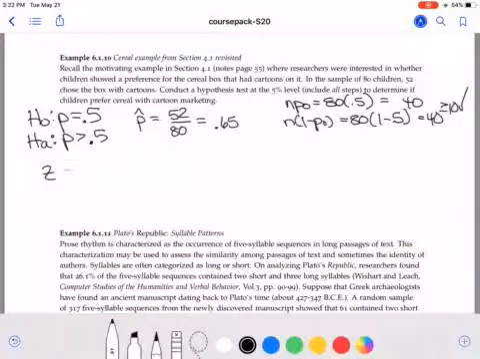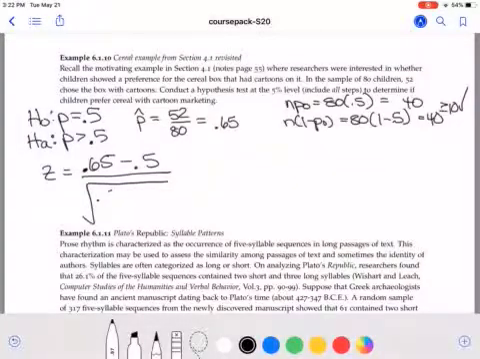So our test stat is, take your 0.65, and instead of randomization distribution and looking to the right of 0.65, we can convert this to a z-score. So we subtract where it's centered, which is at the null value of 0.5 if the null is true, divide by the standard error, so the square root of 0.5 times 1 minus 0.5 divided by the sample size of 80. And we get a test statistic of 2.683.